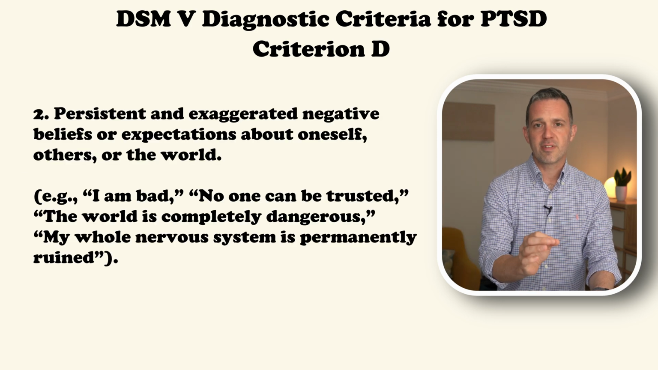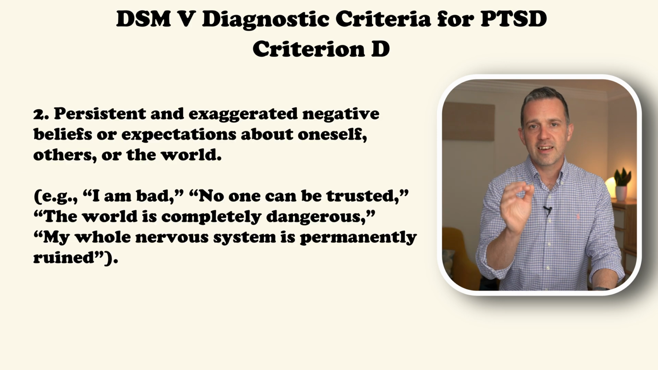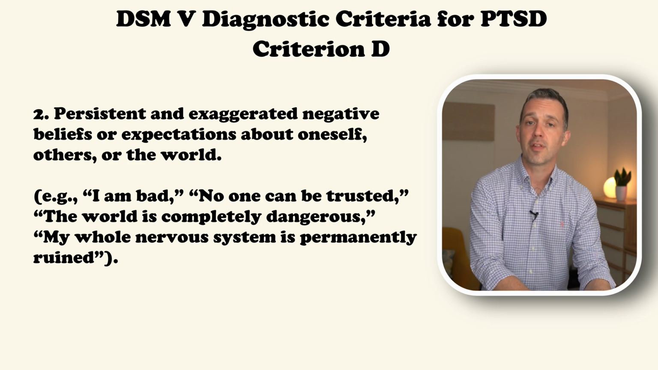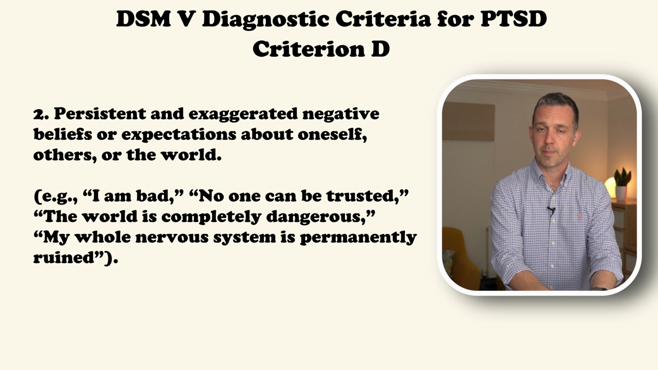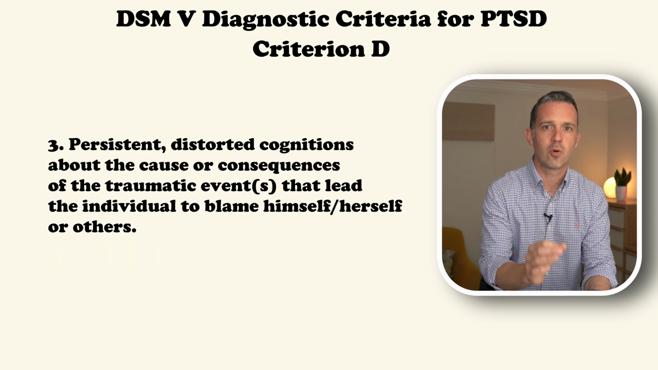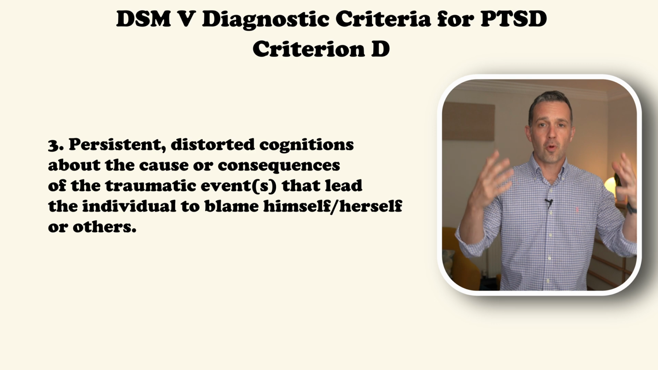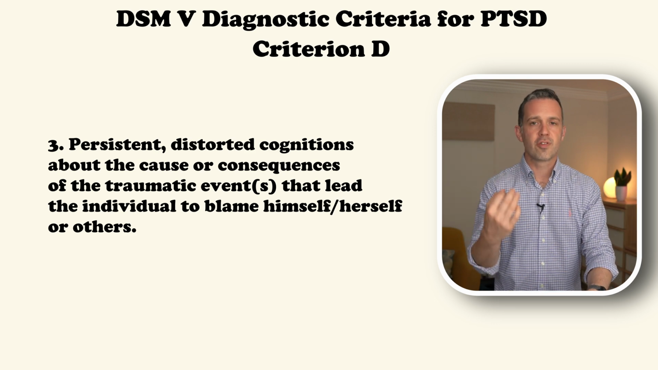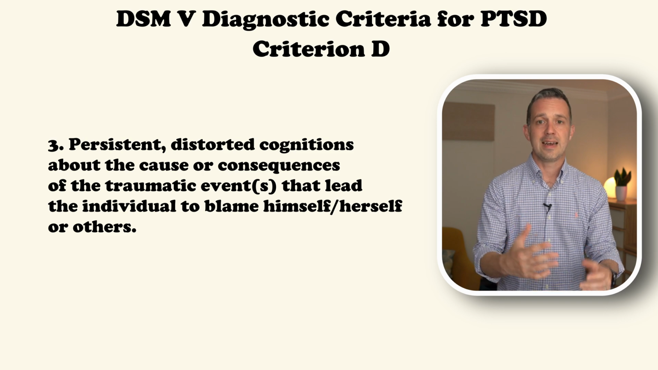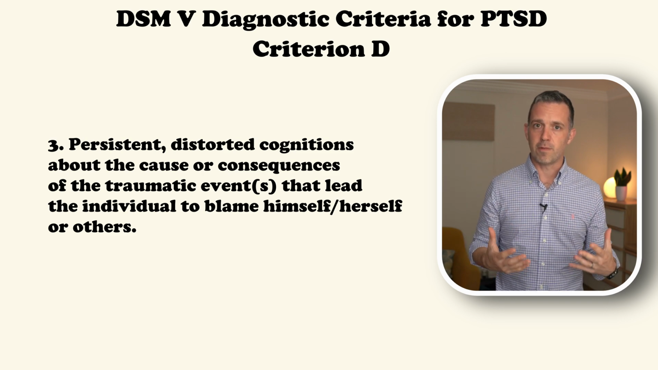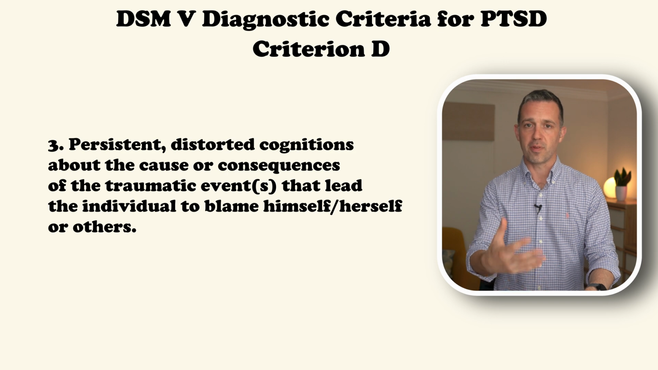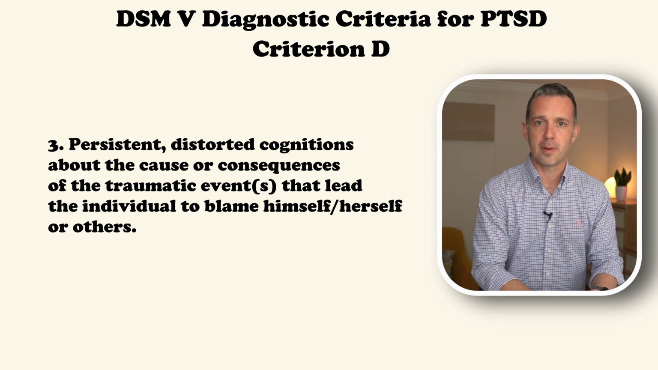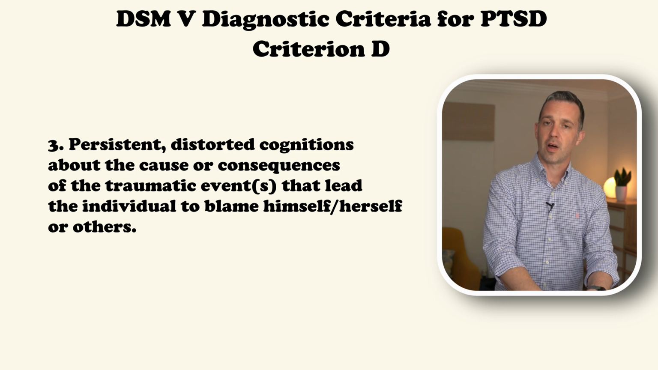Secondly, we have persistent and exaggerated negative beliefs or expectations about yourself, other people, or the world. Then we have persistent distorted cognitions, so thoughts that you're having about the cause or the consequences of the event that lead you to blame yourself or others. So you're taking a lot of responsibility for what happened, or you're putting a lot of responsibility on other people.